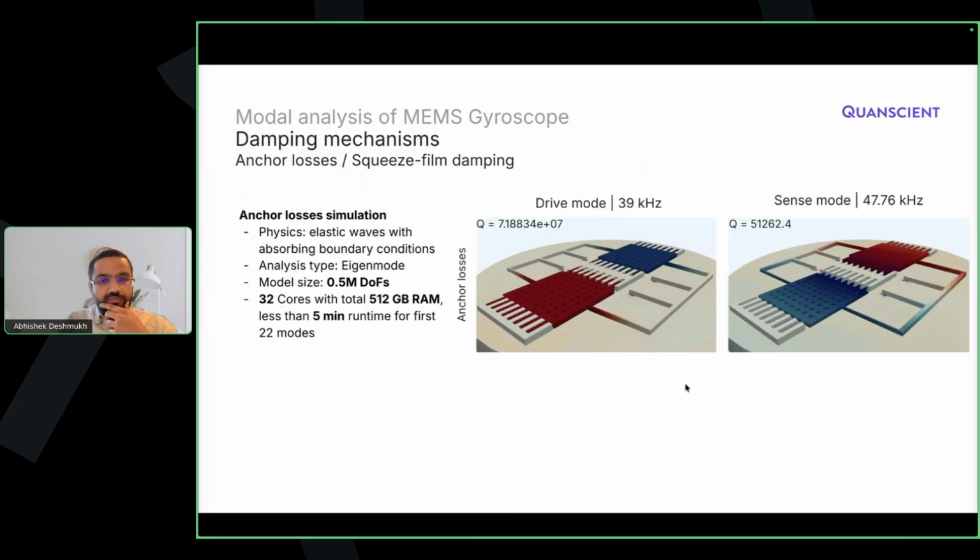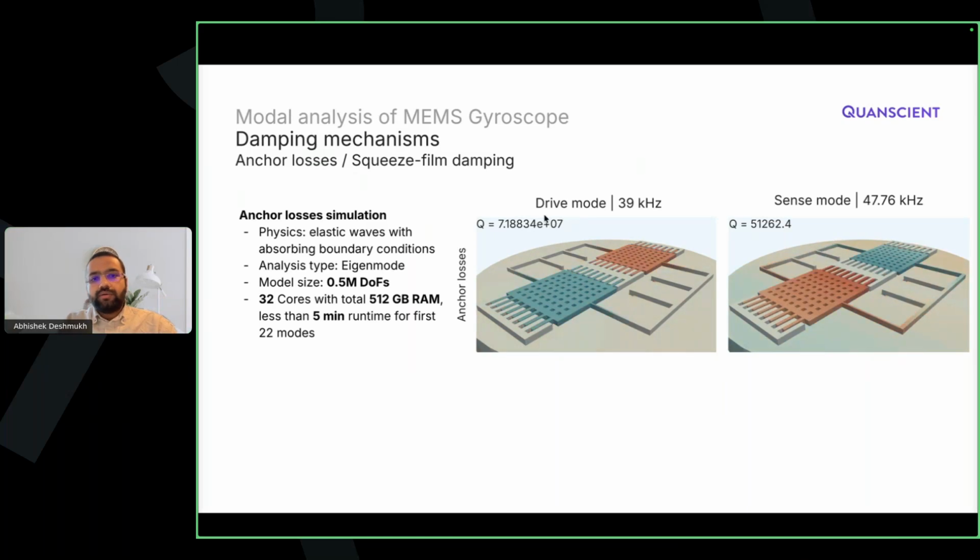So let's look at results on the anchor losses first. As always, I'm showing two modes here, drive mode and sense mode. In the animation, you can see the in-plane motion, and for the sense mode, out-of-plane motion. I have also collected here the Q factors, or quality factors, which are readily obtained from the eigenmode analysis. You can see that in the drive mode the value is quite high, as it's probably not losing.